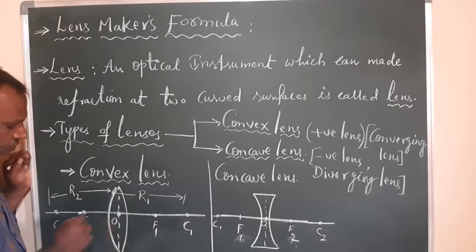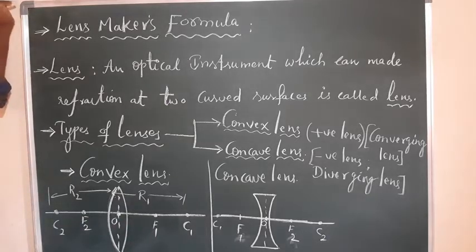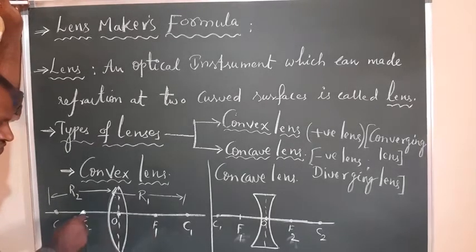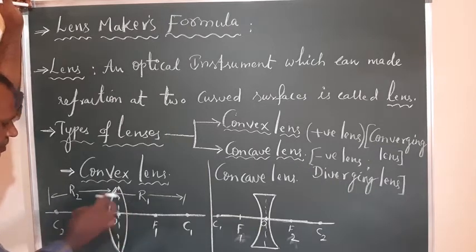F1 and F2 are the foci. There are two foci for this lens. For any type of lens, two foci exist. This is focus 1, this is focus 2, which are at the same distance or different distances depending on the lens considered. Here the radii of curvature are the same, R1 equals R2.